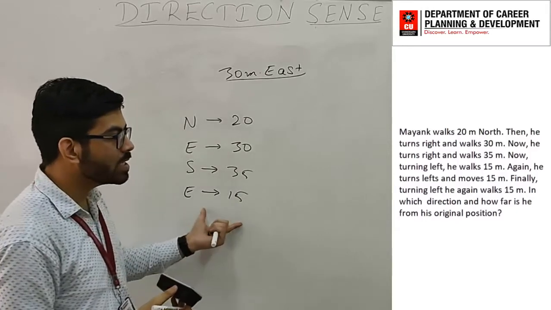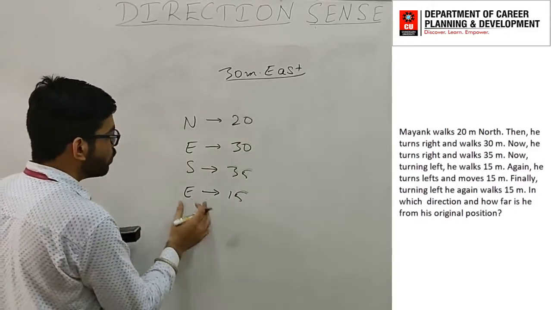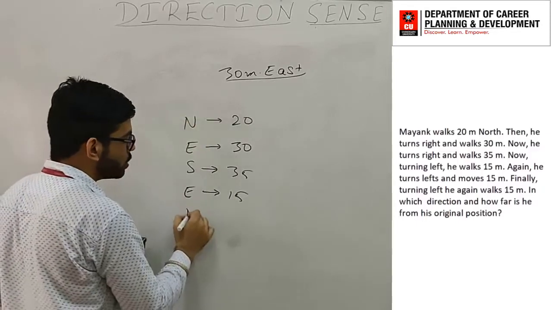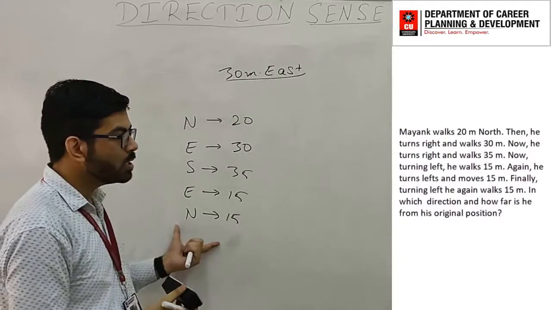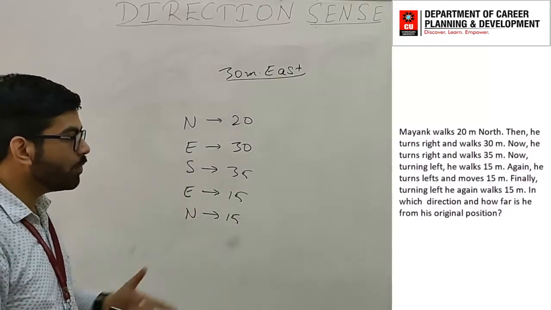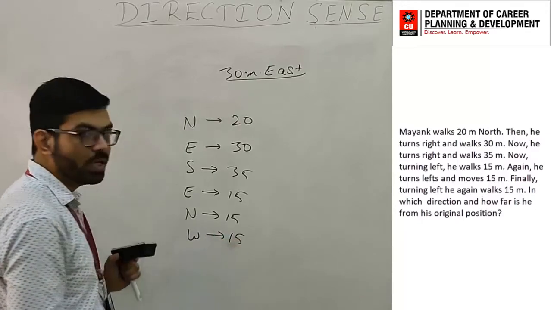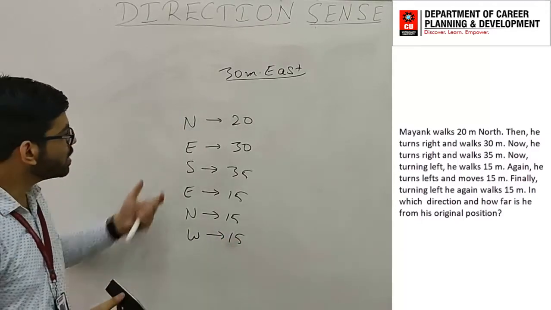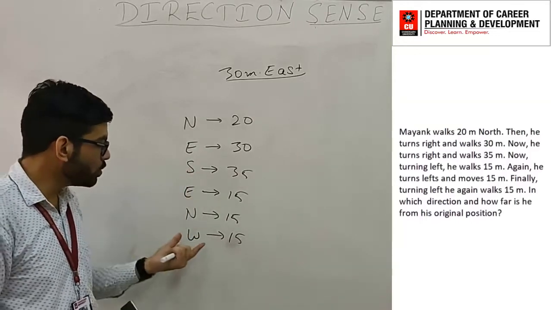In the same way, next line, then he again turns left and moves 15 meters. So from east, to the left direction, that is north, and the distance was 15 meters. So next part, finally turn left, again left, that means west, and the distance was 15 meters. In the same way, just see here there are 1 north, 2 east, 1 south, 1 west.